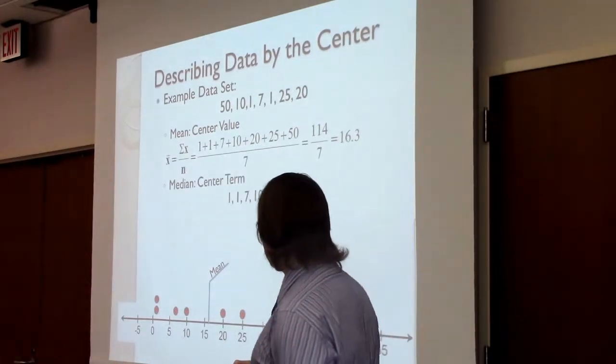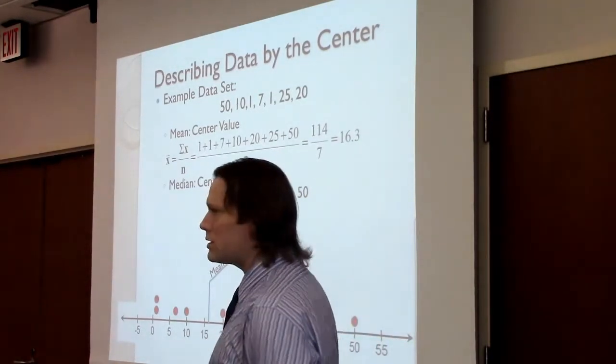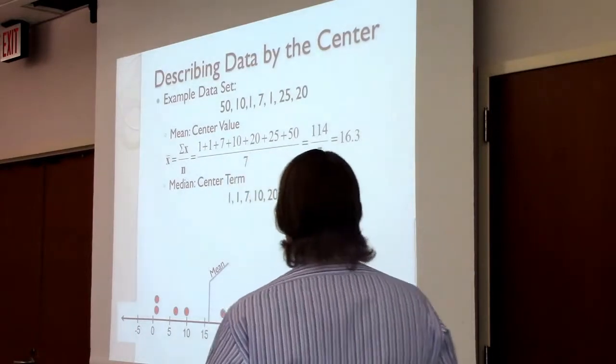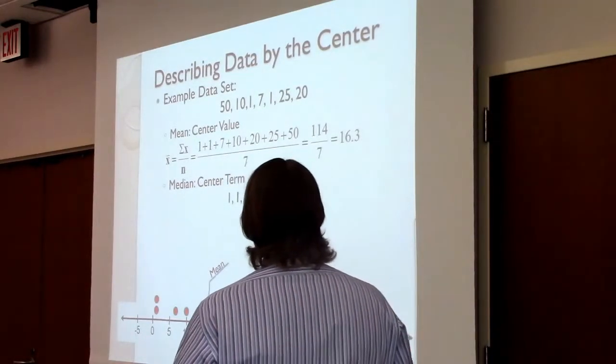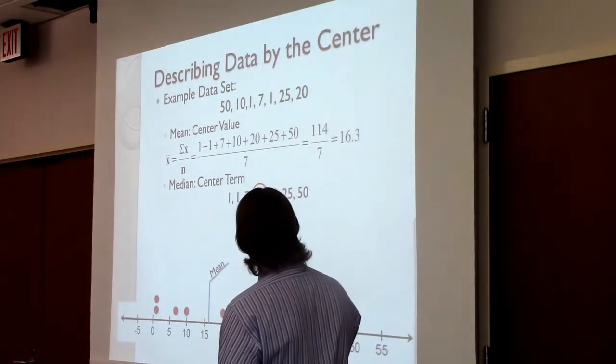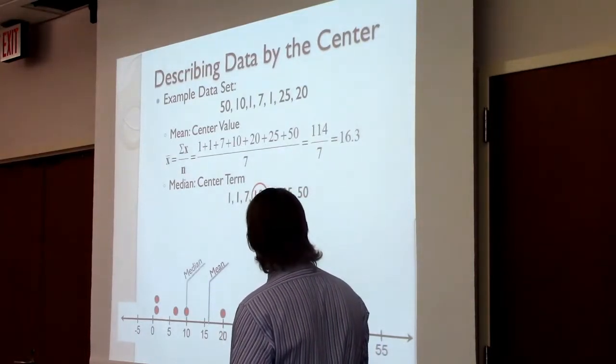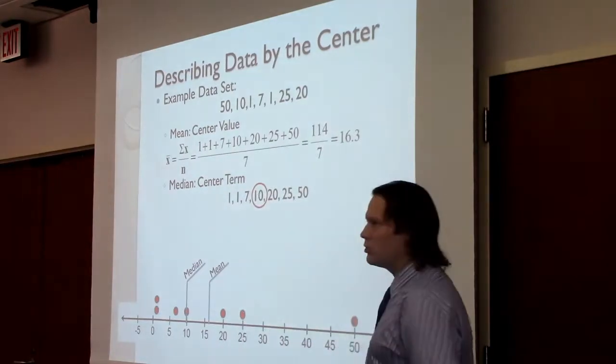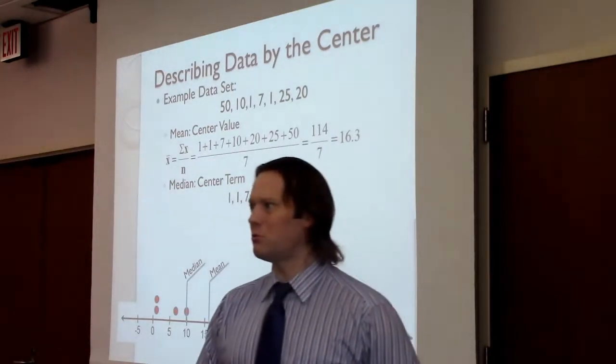We have the median, which is not the center value, it's the center term, regardless of what the values are. So in this case, the 10 puts 3 data points to the left and 3 data points to the right, and so my median is 10, which you'll notice is a little bit left on the number line of the mean.